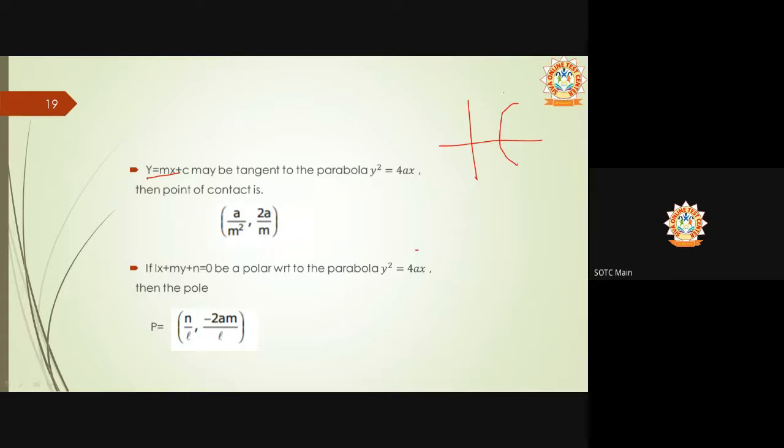Let us suppose this is a parabola and a tangent is touching this parabola at a particular point. That point is denoted by (a by m square, 2a by m). Here the m value you will get from the tangent. If the tangent is given in the form y is equal to mx plus c, this is the point. If the tangent is given in the form lx plus my plus n, then the point is (n by l, minus 2am by l).